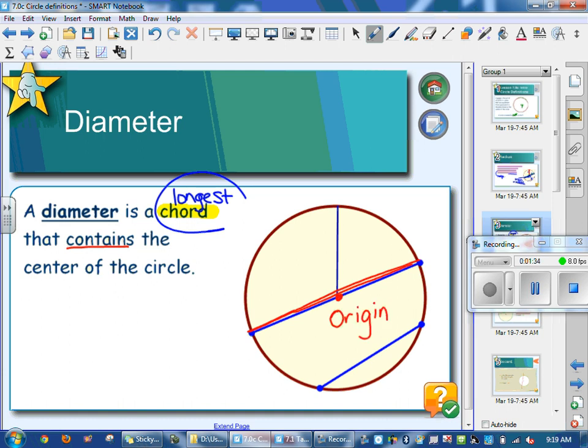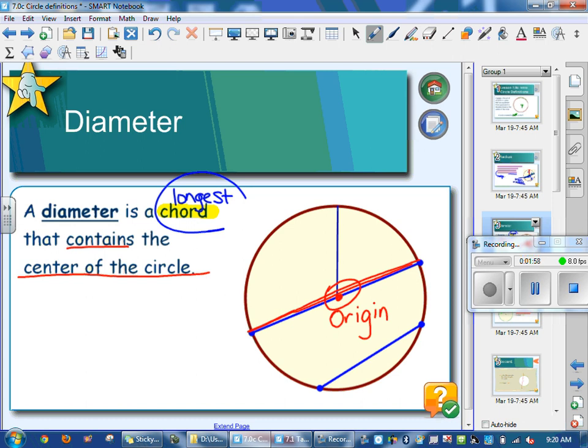Okay, it's its original point. We don't know what that point is, unless it tells us the point exactly. So that's why we always call it the origin, the original point. And it contains the center of the circle. That is one of the key things, is it contains the center of our circle. It contains the origin. That's what the diameter does. And it's called a chord as well. It's our longest chord. Well, so far we don't know what a chord is.